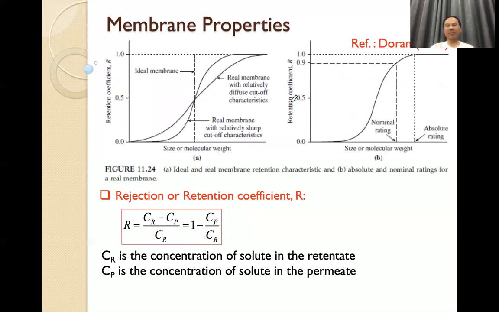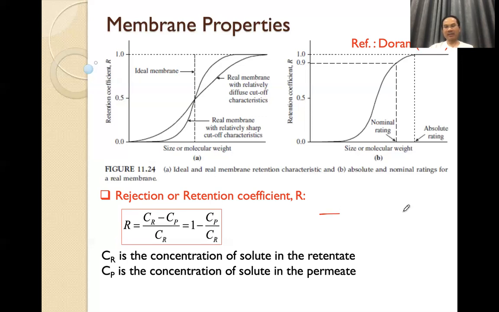The other property of the membrane we talk about is rejection. If the membrane is designed to reject some particle, solute, or substance, we have to talk about the rejection coefficient. The rejection coefficient is equal to (Cr minus Cp) divided by Cr. Cr is the concentration of solute retained in the feed solution, and Cp is the concentration of solute that passes through the membrane, the permeate.